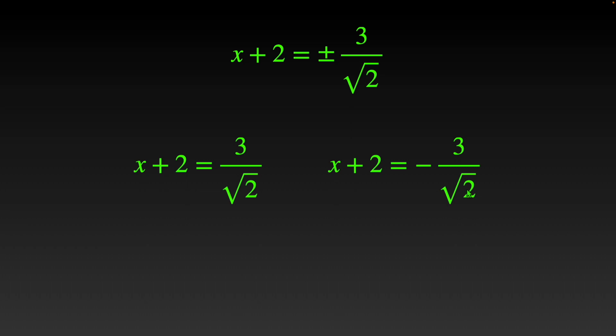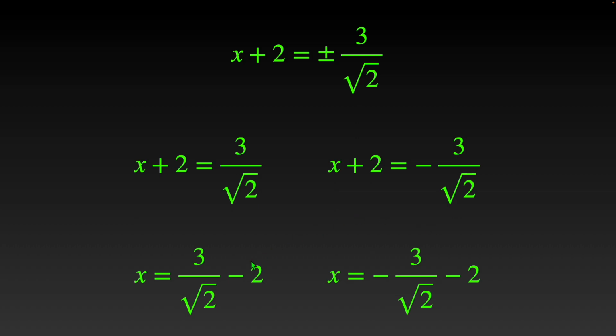And now we'll solve for x by subtracting 2 from both sides, meaning from the left-hand side and the right-hand side, and same thing here from the left-hand side and the right-hand side. So we get the following. x equals 3 divided by radical 2 minus 2, and x equals negative 3 divided by radical 2 minus 2. And these are the answers.